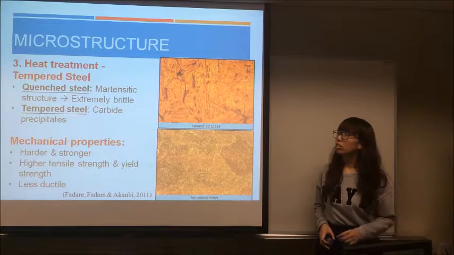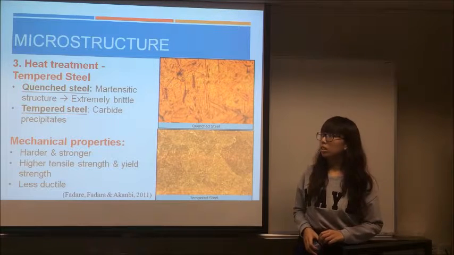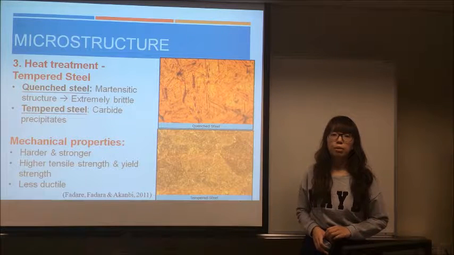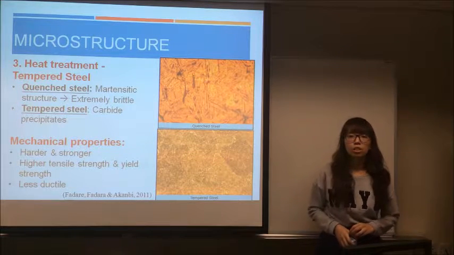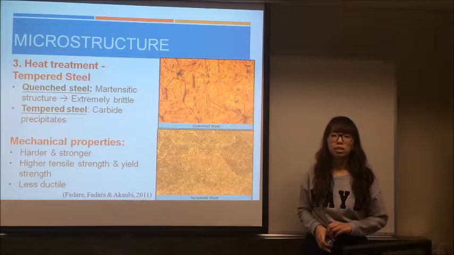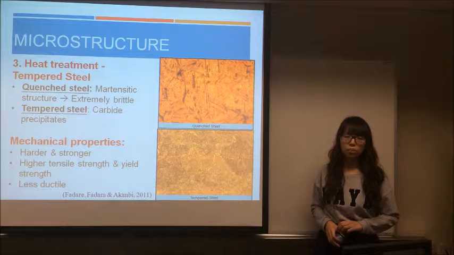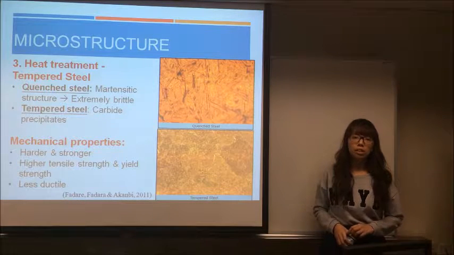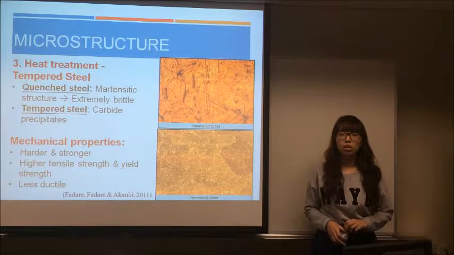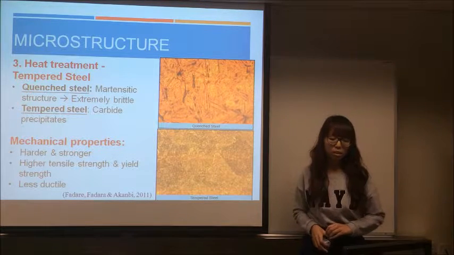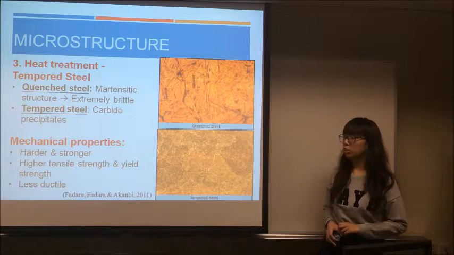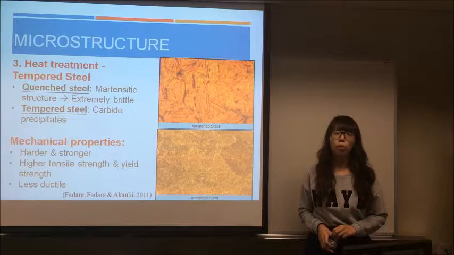The third one is the steel that's under heat treatment, and this is the tempered steel. Tempering is the heat treatment of heating the quenched steel to reform its microstructure. The martensitic microstructure is formed in quenching the steel. The martensite is extremely hard but also extremely brittle. This steel is virtually useless in this condition. Therefore, tempering can be used to make it useful.